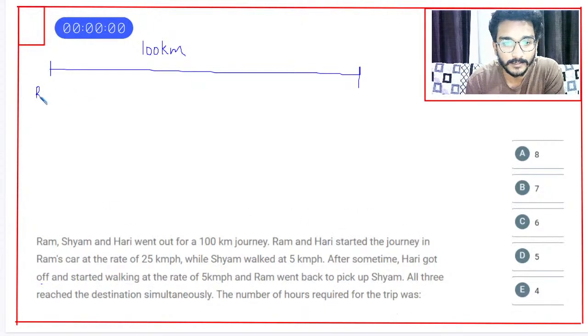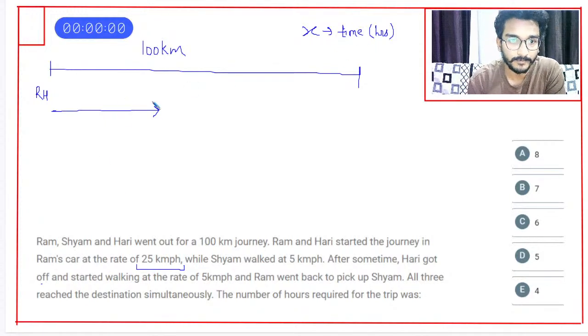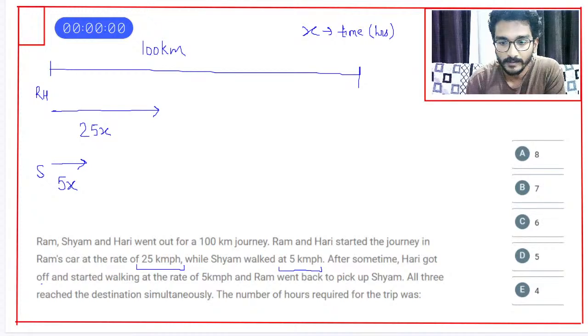So let's say Ram and Hari are going together. They cover some distance in some time x. Their speed is 25. I'm assuming x is the initial time taken, x is my time in hours. So at the rate of 25, in x time, they have covered 25x kilometers. In the same x time, Shyam is walking at the speed of 5, so he has covered 5x in the same time. Is this clear?